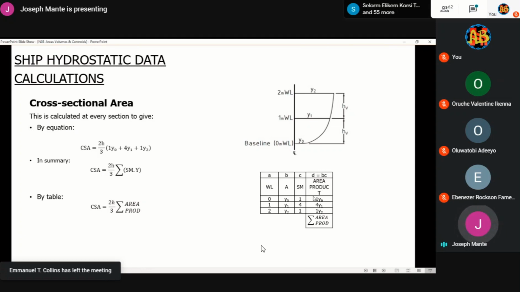We have the area product. So we have y naught times 1, y1 times 4, and y naught times 2. Then you calculate all its area product. So when you calculate all its area product, you can come and put it here, and then multiply it by 2. So when you multiply it by 2, you'll be able to calculate the whole total cross sectional area. So you get the whole total cross sectional area. That becomes the cross sectional area.